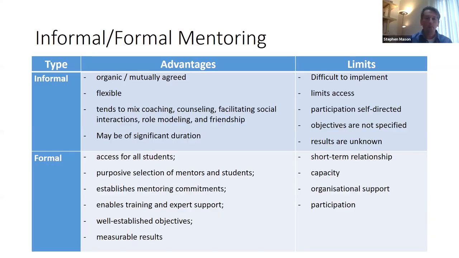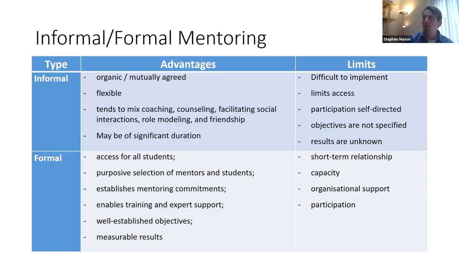Formal mentoring programs are much better in that sense, because they allow us to structure what's going on and look at the outcomes from mentoring programs and have clear boundaries regarding the relationships within mentoring and what those objectives are. There are some disadvantages to formal mentoring though, in terms of making sure there's sufficient capacity within the faculty for that, and that there's sufficient interest as well.